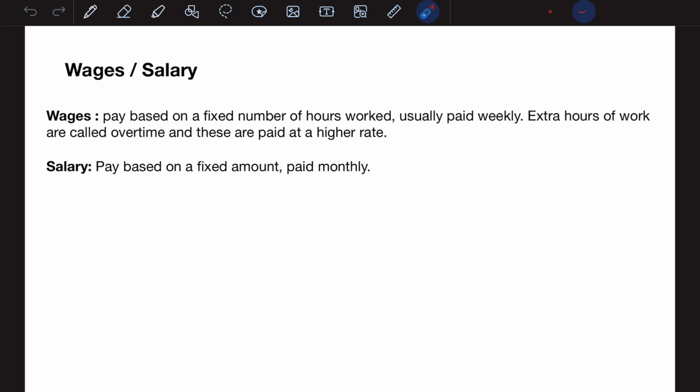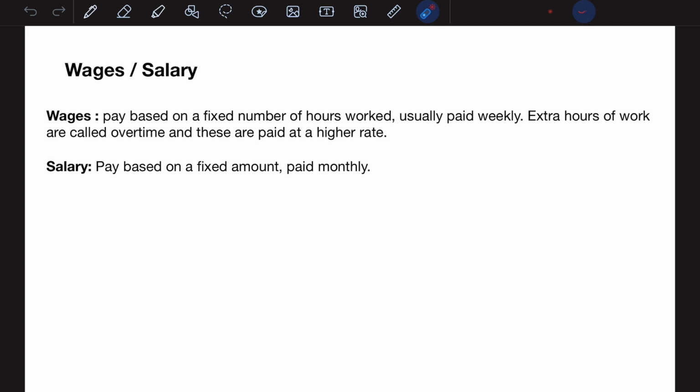Salary or wages. Wages is pay based on a fixed number of hours worked. Usually, it's paid weekly. Extra hours of work are called overtime, and these are paid at a higher rate. So, for example, that would be like time and a half, double time, or triple time. We will learn more about these later on.